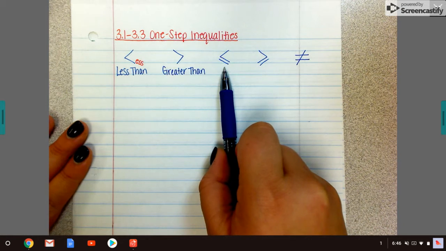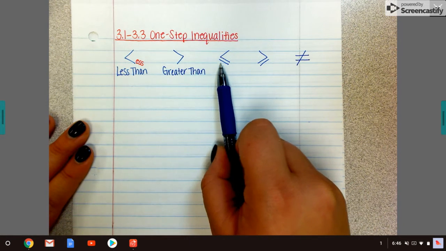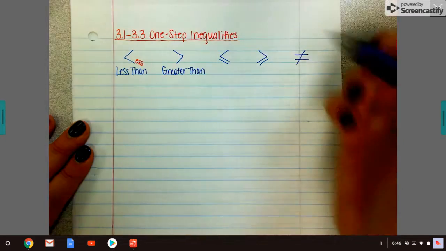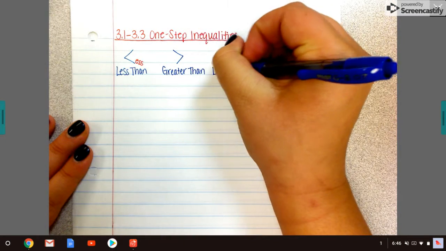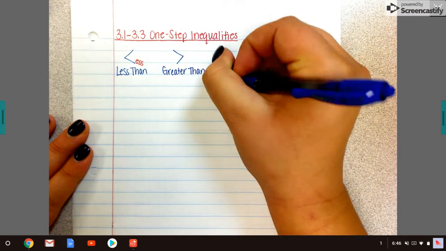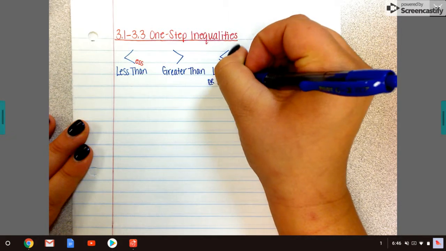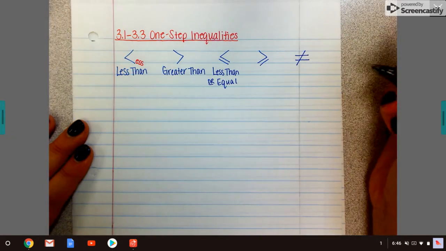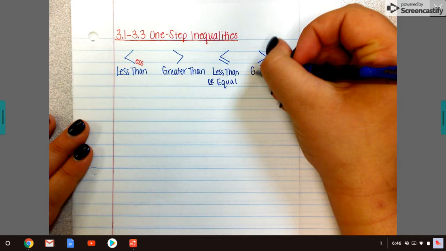When there's an extra line underneath, it means it's either less than or equal to. Notice there's kind of a sideways equal sign. So this is less than or equal to. And similarly, this one is greater than or equal to.